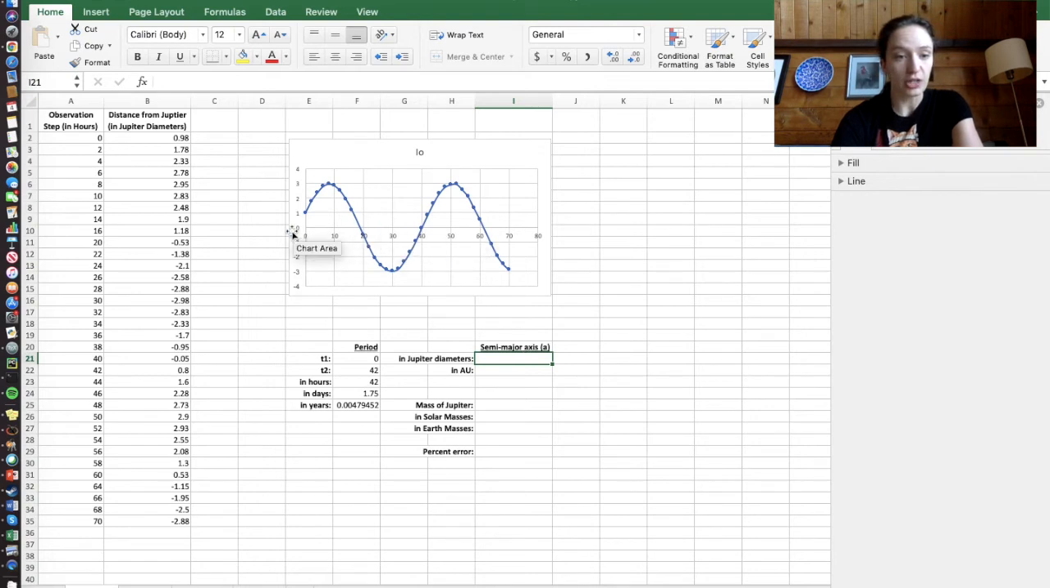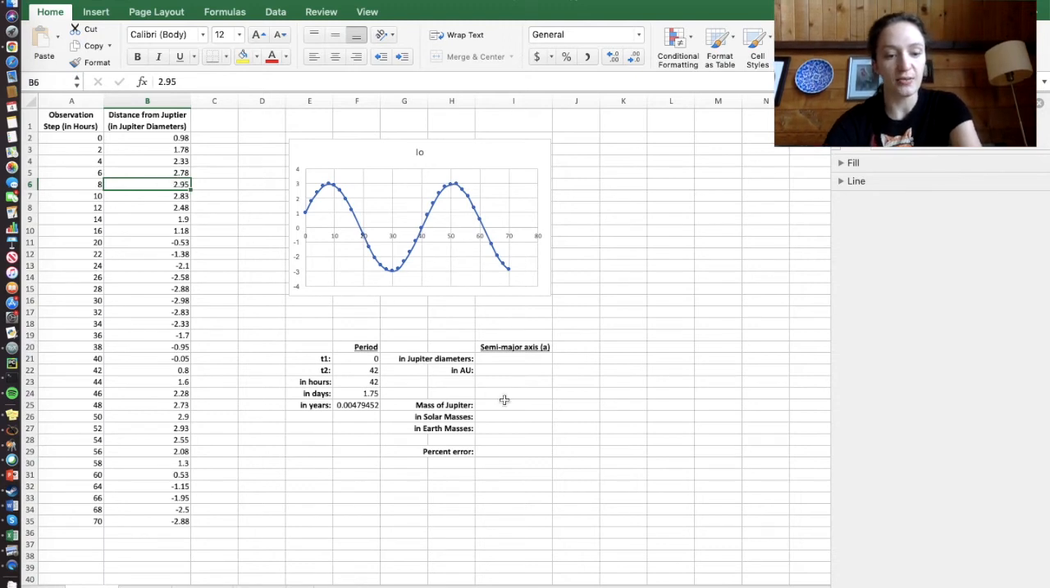Or you can just look at your values. So I'm going to want to pick a point up here, the maximum point before it starts decreasing and going into negative. So I'm going to look for the maximum value somewhere in here. So I've got 2.3, 2.7, 2.9, 2.8. So 2.9 is going to be my maximum. So I will write down 2.95.